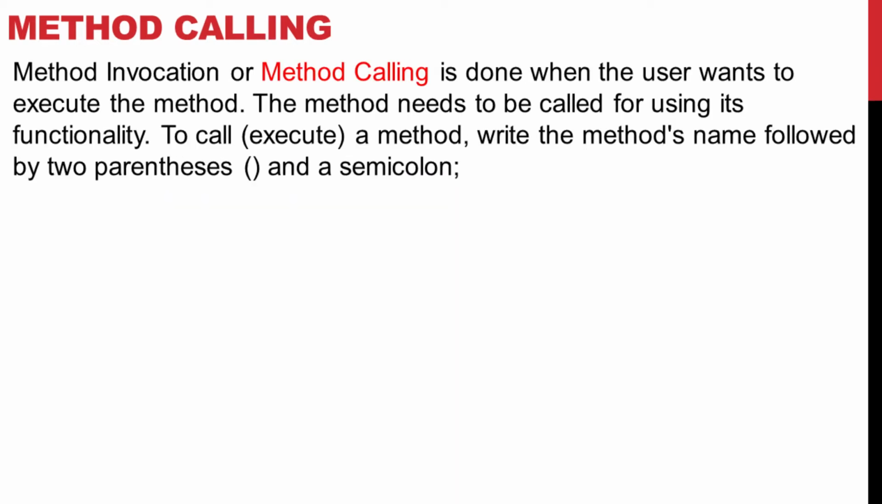Method invocation or method calling is done when the user wants to execute the method. The method needs to be called for using its functionality. To call, or execute, a method, write the method's name followed by two parentheses and a semicolon.